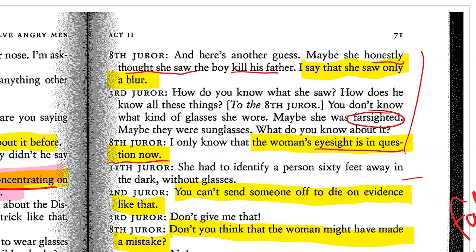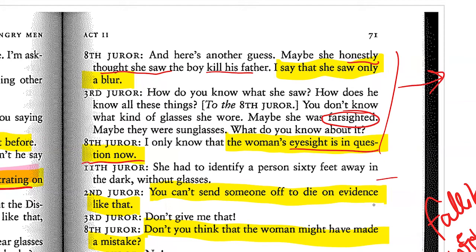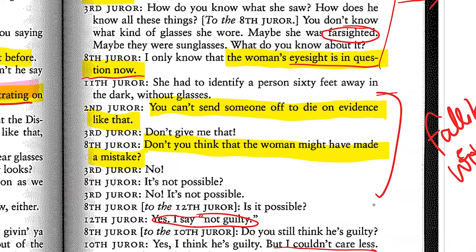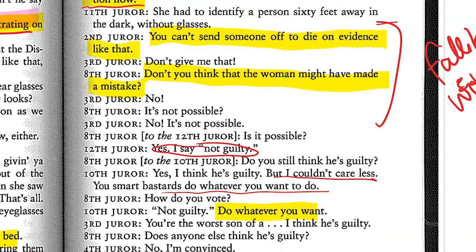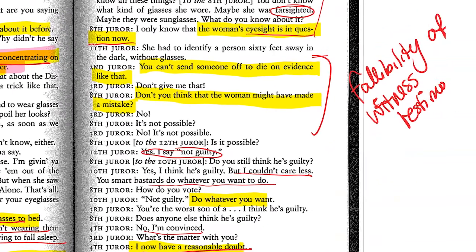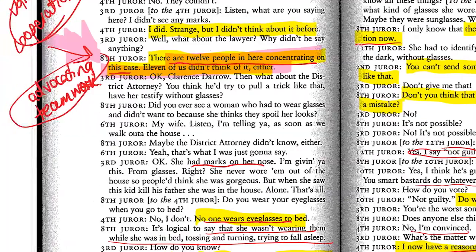We talked about this in class the other day, that interestingly, if the lawyers did their job properly, all of this would have come out in court and it would be a very different jury discussion. But because they didn't get to discuss them, the jury room are almost acting like lawyers trying to unpack the evidence. But anyway, then you can't send off a boy to die on evidence like that. Is it possible the woman made a mistake? Remember that fallibility of eyewitness testimony.